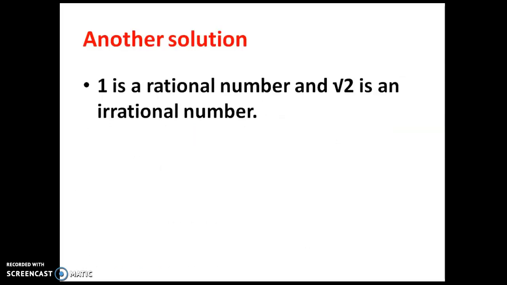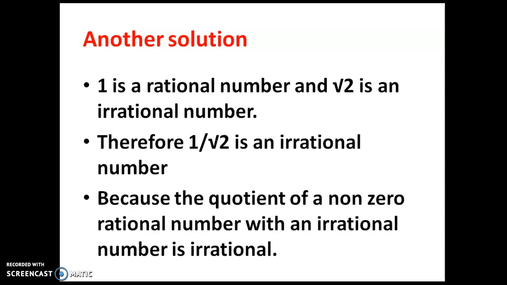One more method is there. 1 is a rational number and root 2 is an irrational number. Whenever you have the quotient of a non-zero rational number with an irrational number, the result will be an irrational number. This way of solution also we can do.